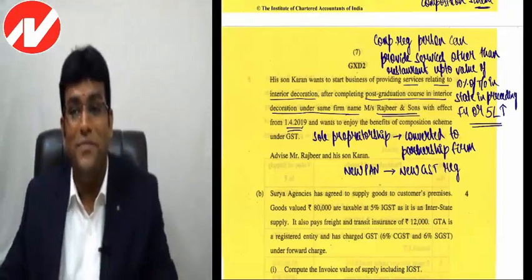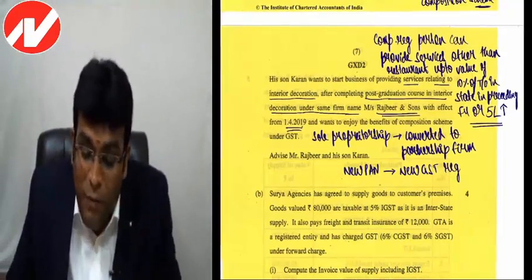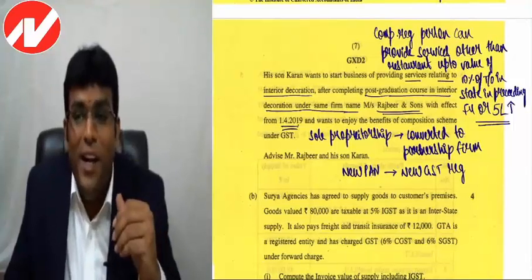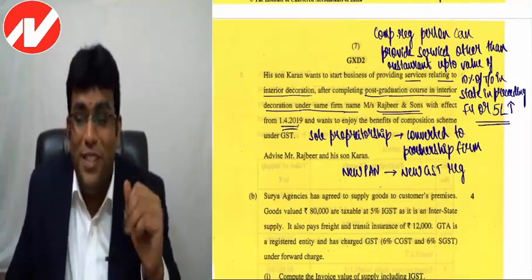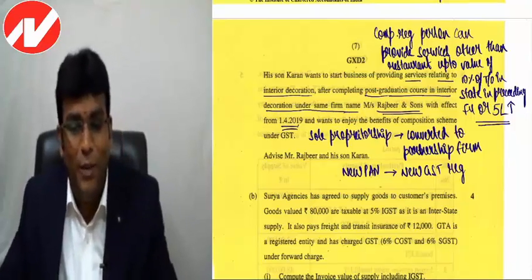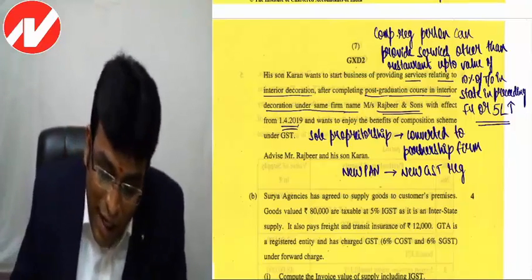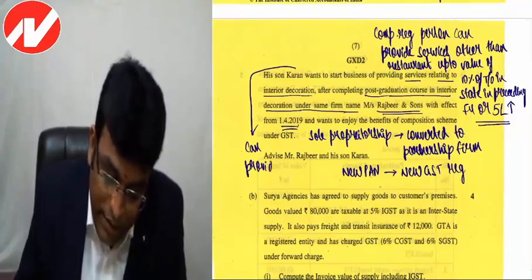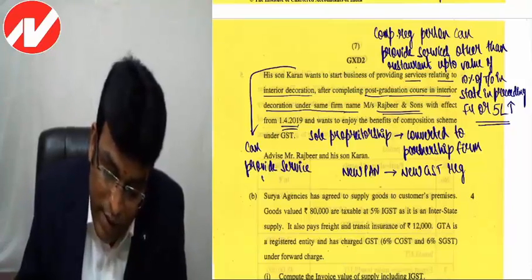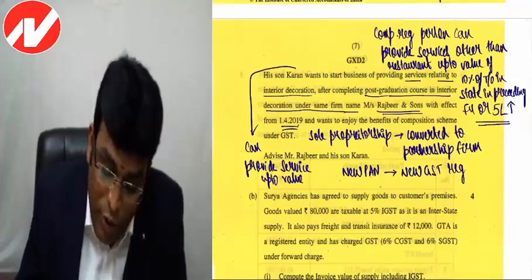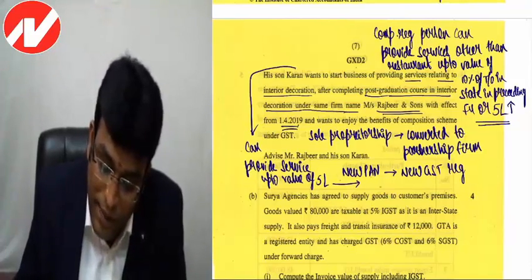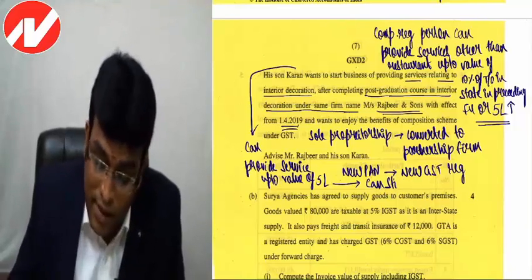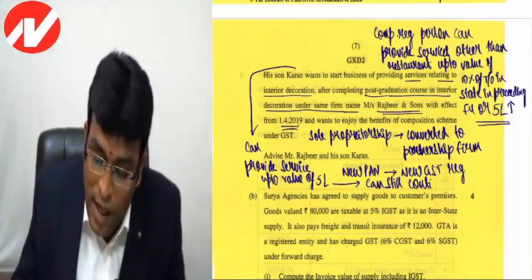whichever is higher. Now in this particular case, when the sole proprietor concern is converted into a partnership firm, it's a new entity. So where turnover is zero, 10% of zero turnover becomes zero only, obviously. That means Karan can provide service up to a value of 5 lakh rupees and can still continue under composition scheme.